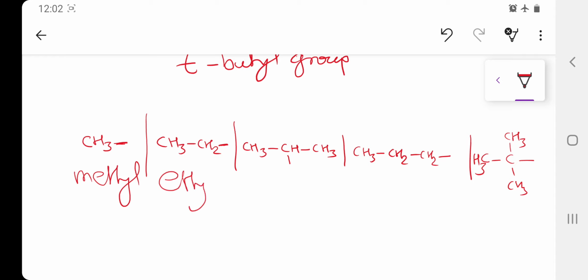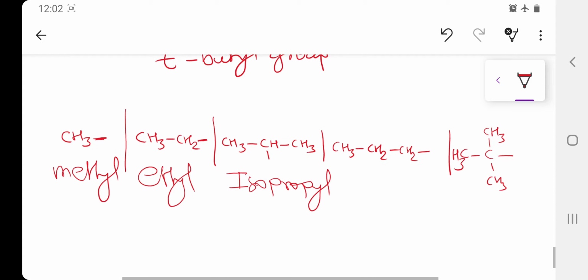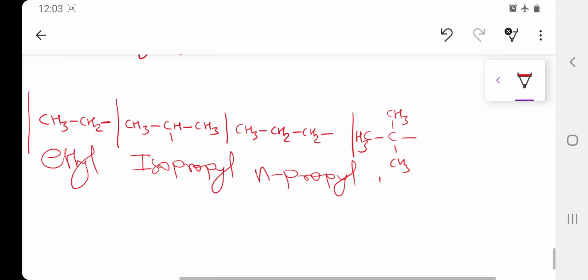Methyl, then ethyl, then this one is called isopropyl. Its name is isopropyl, and you don't ask me why isopropyl, because its name is isopropyl, just as your name is what it is: Anish has the name Anish because his parents gave him that name. Now isopropyl, then N-propyl, then tertiary butyl.